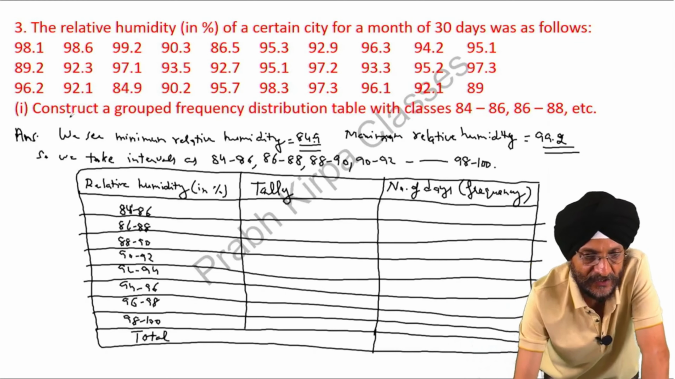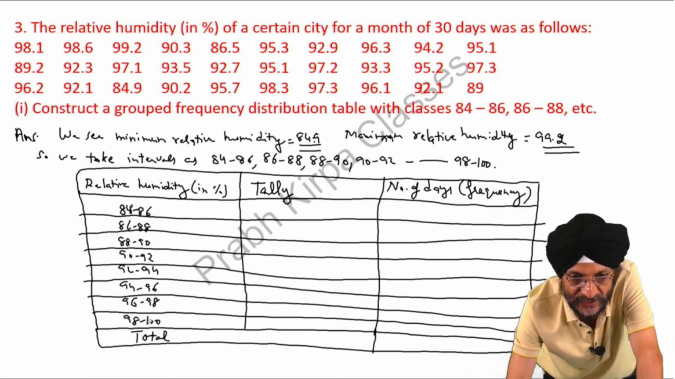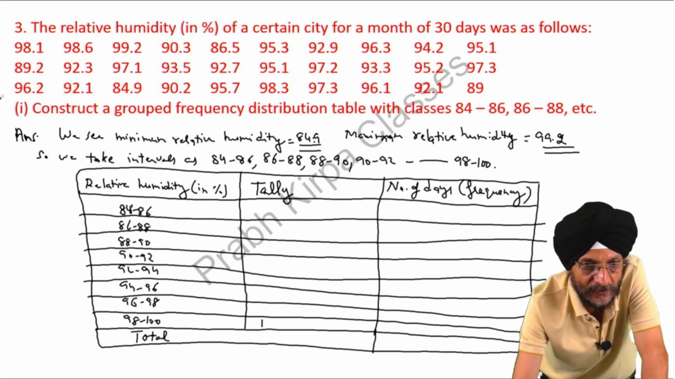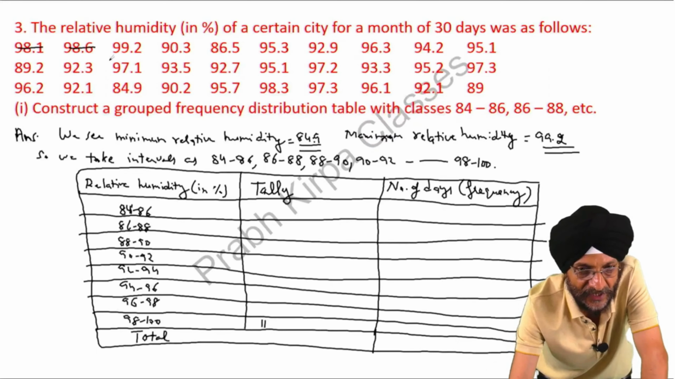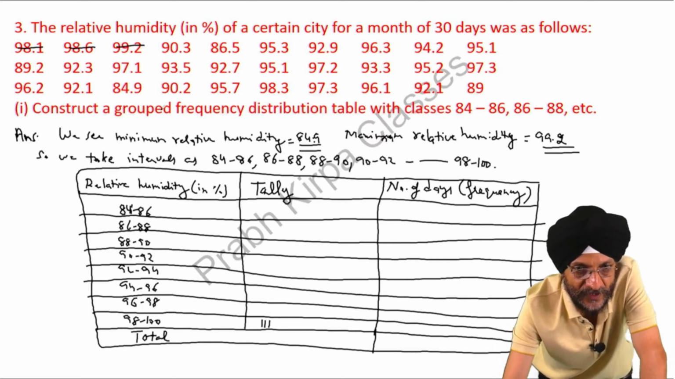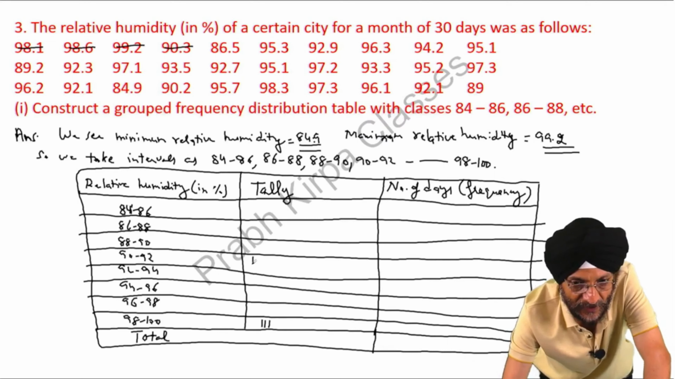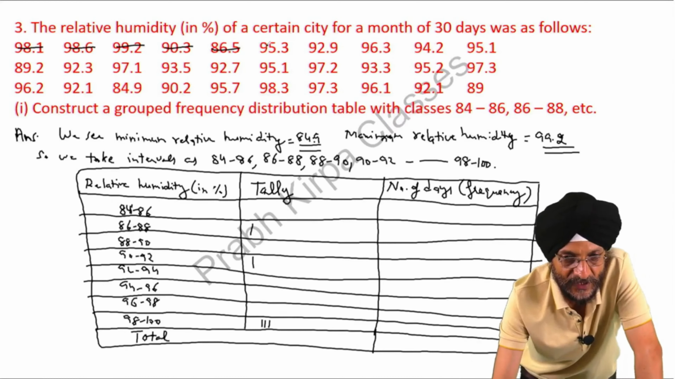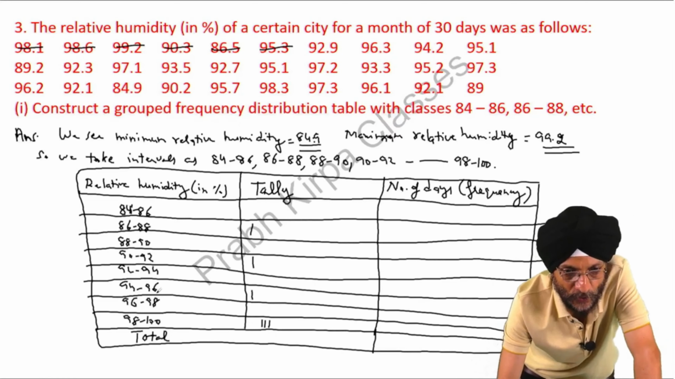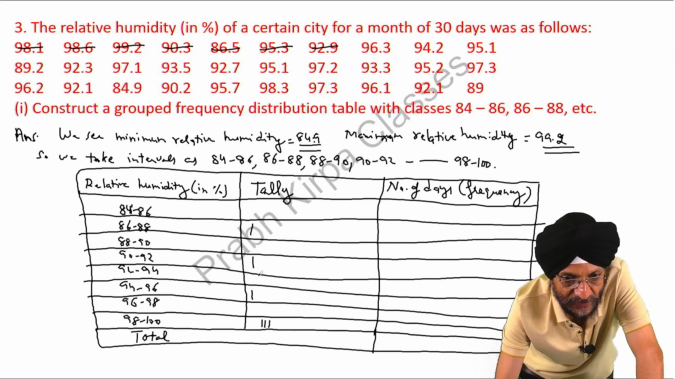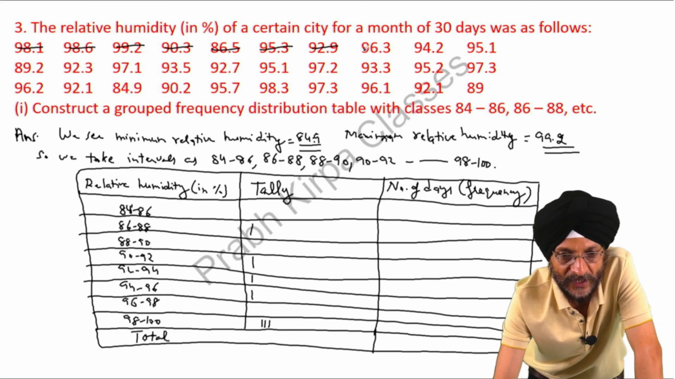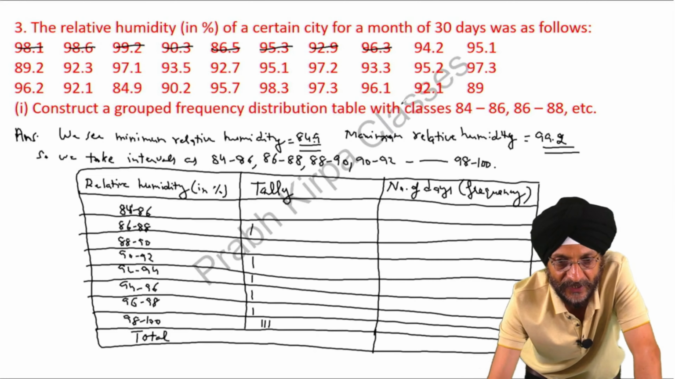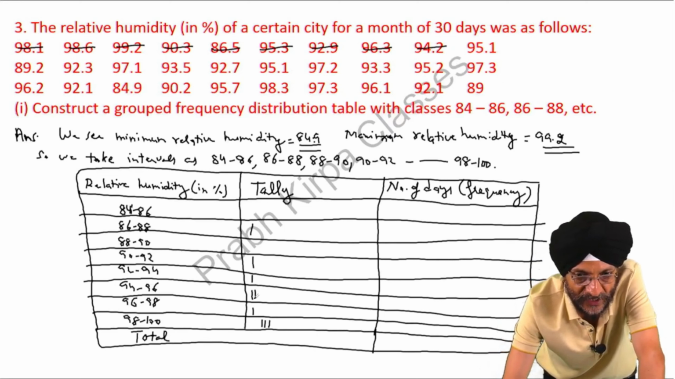We will take from the first entry, 98.1. It falls in the range 98 to 100. The second entry is 98.6, it will also fall here. 99.2 will also fall here. 90.3 will fall in 90 to 92. 86.5 will fall between 86 to 88. 95.3 will fall in 94 to 96. 92.9 will fall in 92 to 94. 96.3 will fall in 96 to 98. 94.2 will fall in 94 to 96. 95.1 will fall in 94 to 96.